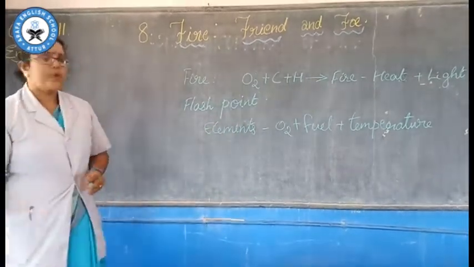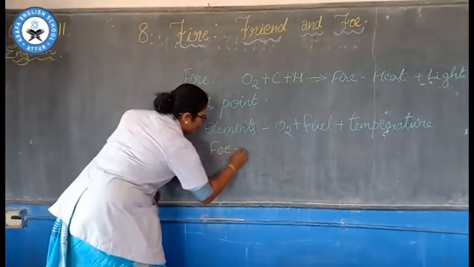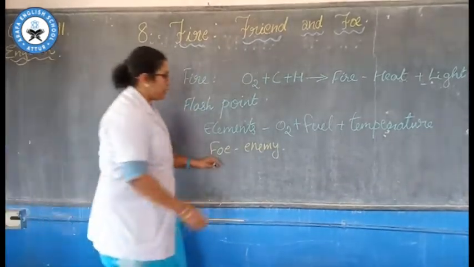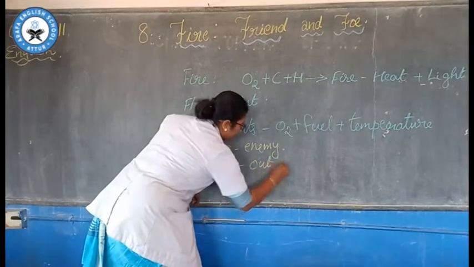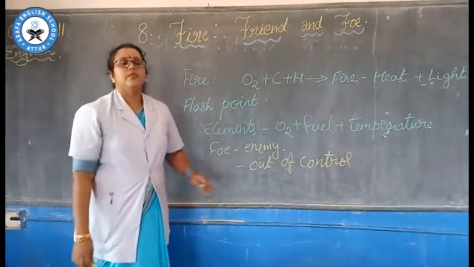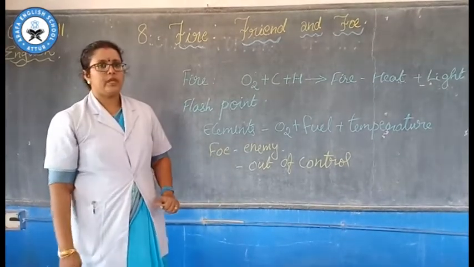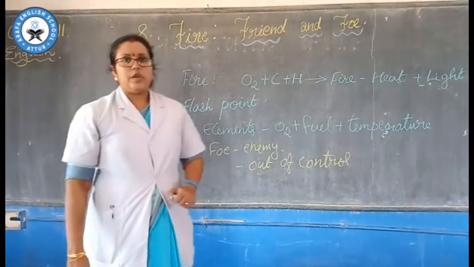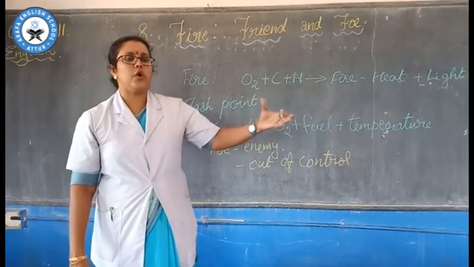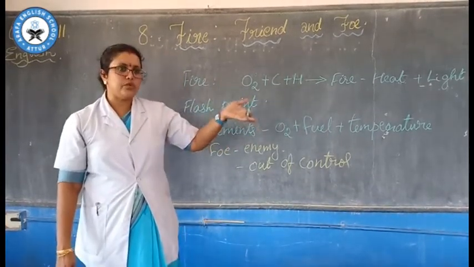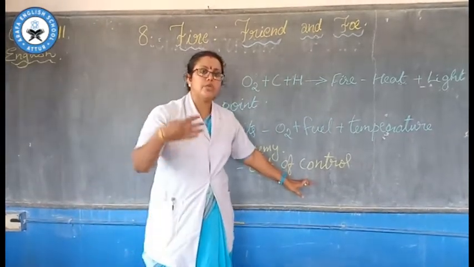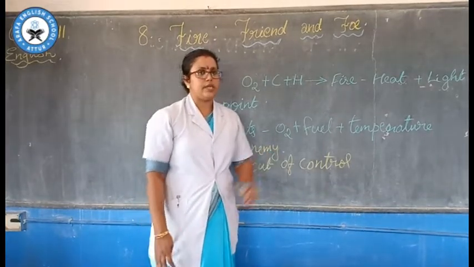Then, how does fire become a foe? Foe means enemy. When fire goes out of control, we call it a foe. When does it go out of control? When we forget certain points to take care, we forget to follow the rules of using fire, which results in it going out of control and causing danger.